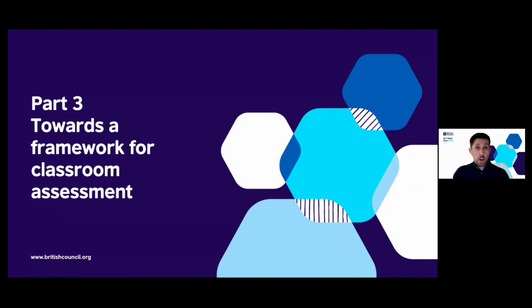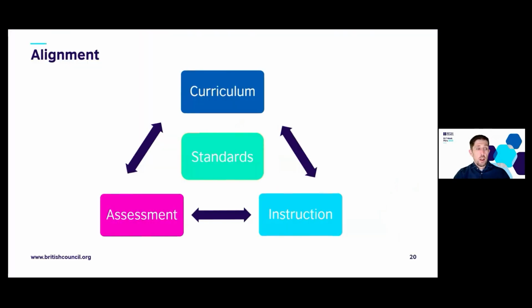Now, part 3, towards a framework for classroom assessment. Here we're going back to a bit of theory. The importance of alignment in an education system. So an education system can be represented by this diagram.